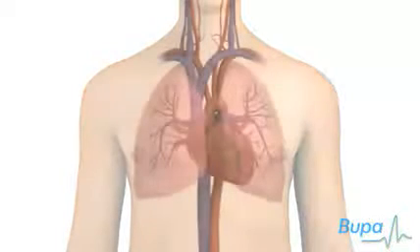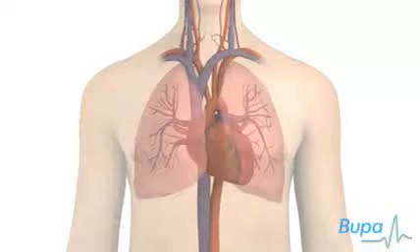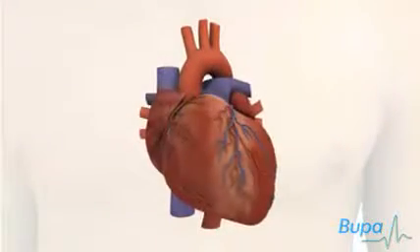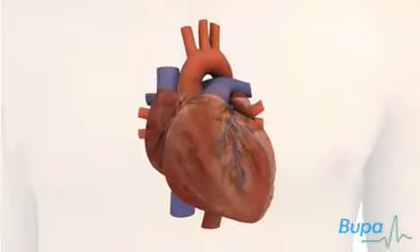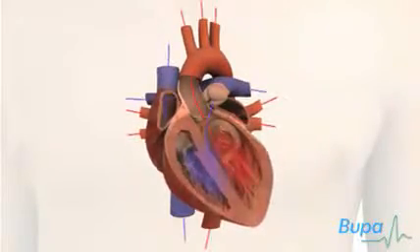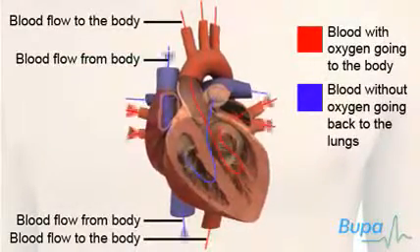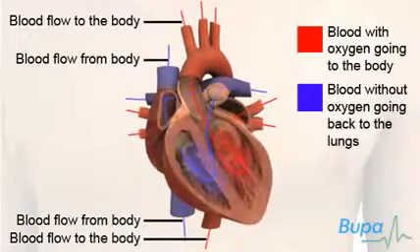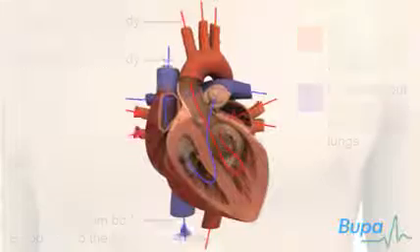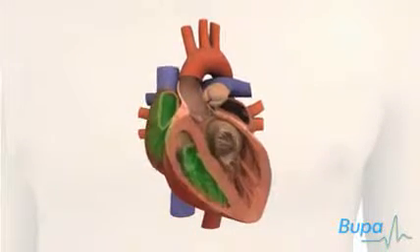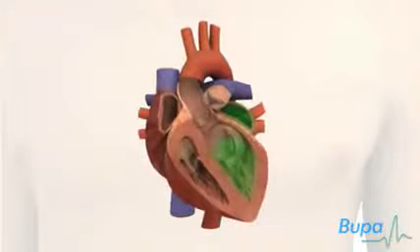Your heart is a muscular organ which lies in the centre of your chest. It pumps blood containing oxygen from the lungs to the body and passes blood without oxygen back to the lungs to absorb more oxygen. To do this effectively, your heart is divided into 4 compartments or chambers. There are 2 chambers on the right side of the heart and 2 on the left.